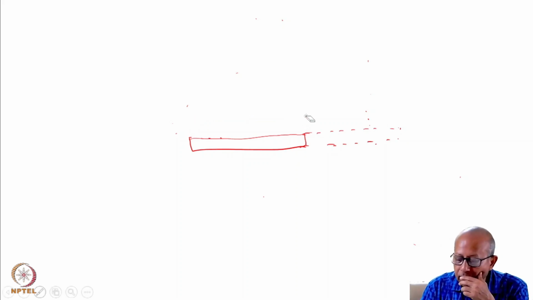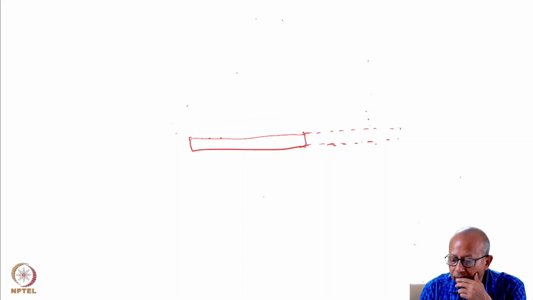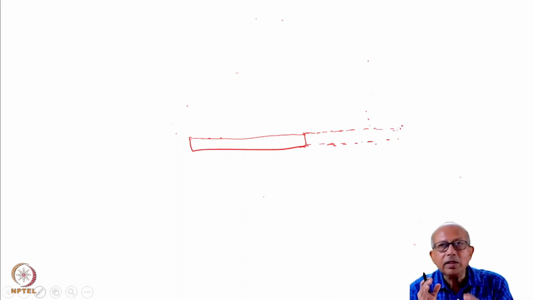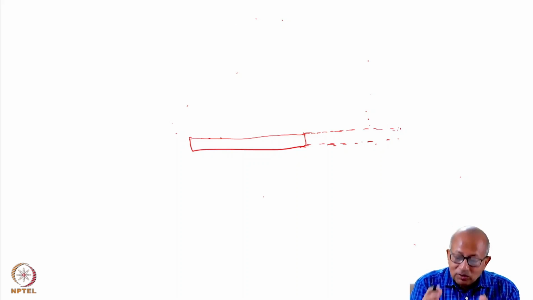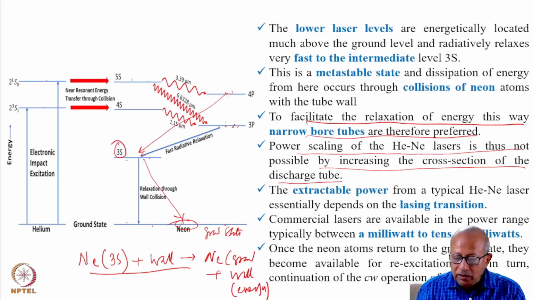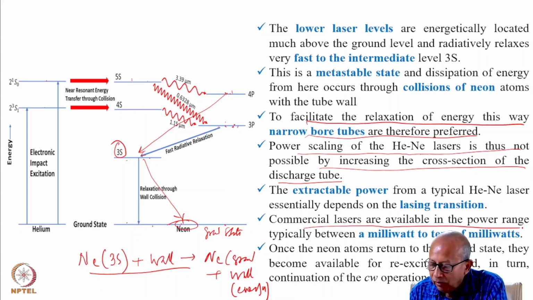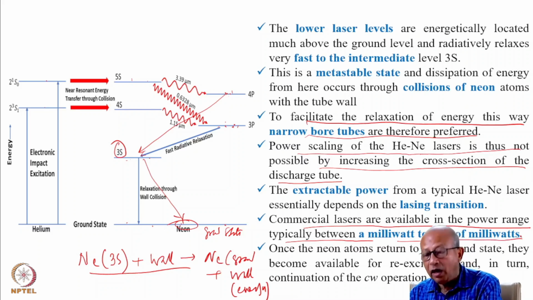But you cannot increase the length indefinitely. It is limited. You cannot increase the length to any value and keep on increasing it. So this is the reason why the maximum power that can be obtained from a helium neon laser is limited. Commercial lasers are now available in the power range typically between a milliwatt to tens of milliwatt, which is not very high, as you can recognize.